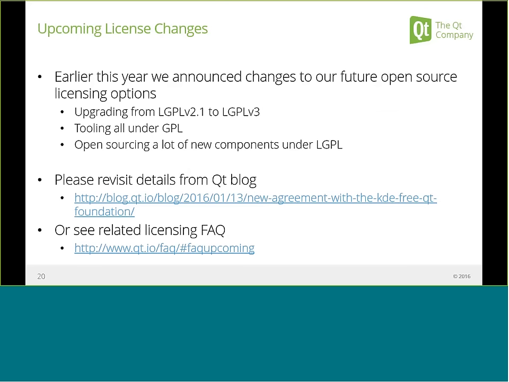And then we're open sourcing a lot of new components that were formerly closed. Sorry, this is under LGPL, that's wrong. We're open sourcing them under GPL. There's a typo there, that's my bad. But anyway, these changes are going to be finally in effect with Qt 5.7, so they're not affecting 5.6 yet. But basically, everything we're doing now onwards is done under the new licensing scheme.